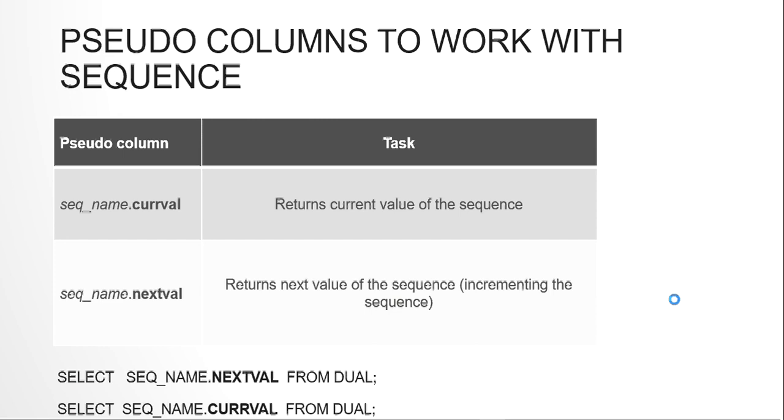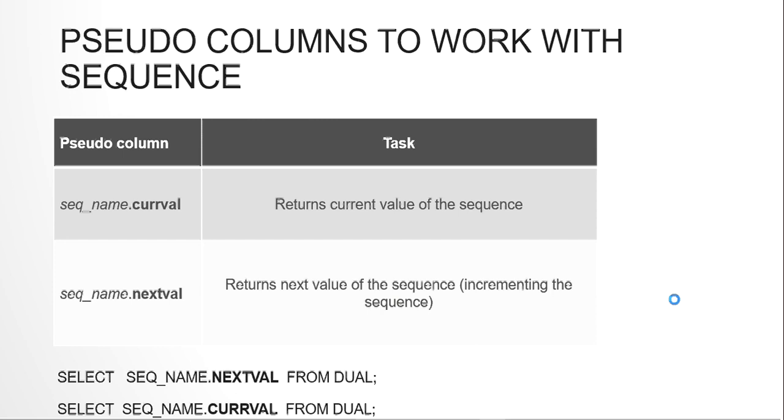Now working with sequence, how would you increment a sequence, or how would you get the value of your current sequence? When you are working with a sequence, you will write something like sequence name dot current value, that is currval. It returns the current value of the sequence. Similarly, if you mention something like sequence name dot next val, it returns the next value of the sequence. It will increment the sequence.